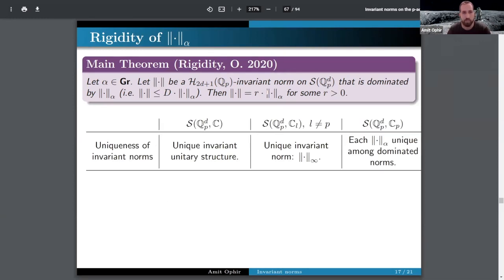Okay, next, I want to summarize the previous results, and also compare them to different situations where the field of coefficients is the complex numbers, or C_L for L different than p. So when it comes to uniqueness of invariant norms, over the complex numbers and representation theory, we're usually interested in invariant unitary structures. And here there is a unique one up to a constant, just the ordinary one. And over C_L, the sup norm is the unique invariant norm. Yes, because we have R measure.